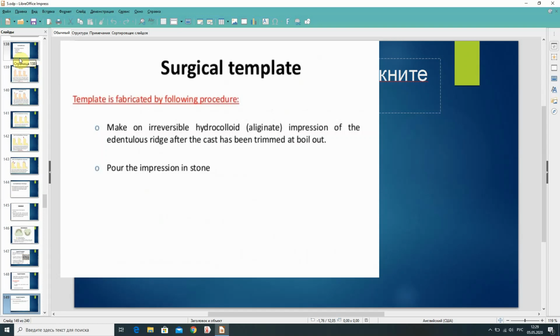The surgical template is fabricated by the following procedure. Make an irreversible hydrocolloid alginate impression of the edentulous ridge after the cast has been trimmed and boiled out. Pour the impression in stone.